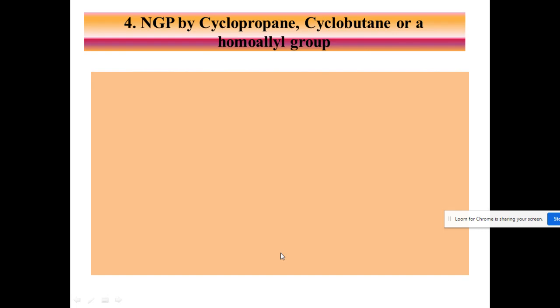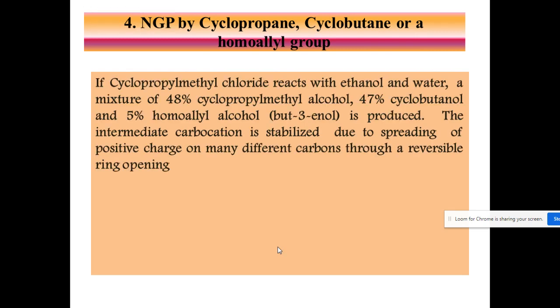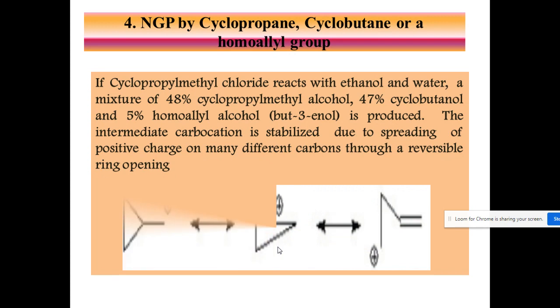Now the NGP by cyclopropane, cyclobutane or a homoallyl group. If cyclopropyl methyl chloride reacts with ethanol and water, a mixture of 48% cyclopropyl methyl alcohol, 47% cyclobutanol and 5% homoallyl alcohol, that is but-3-enol, is produced. The intermediate carbocation is stabilized due to spreading of positive charge on many different carbons through a reversible ring opening. Okay, this shows the fact.